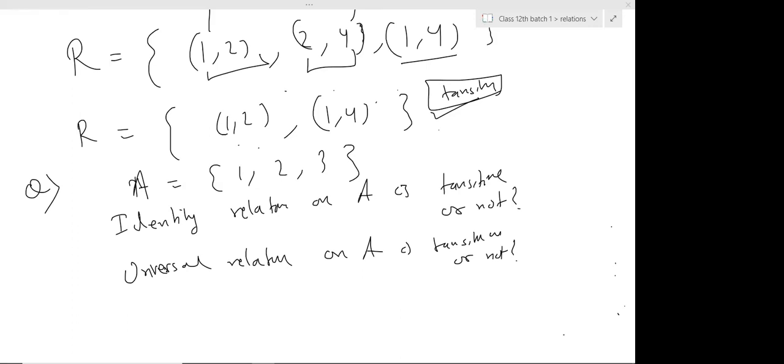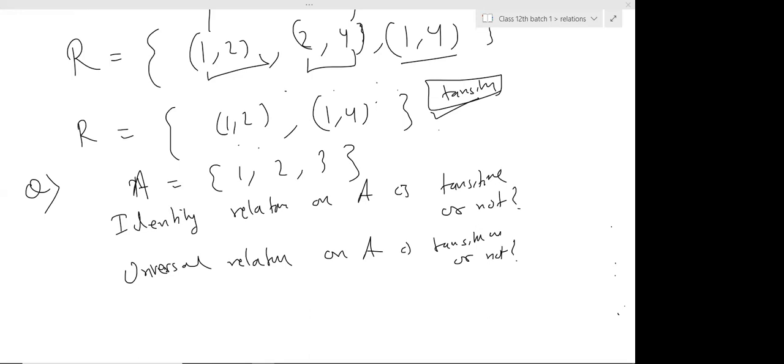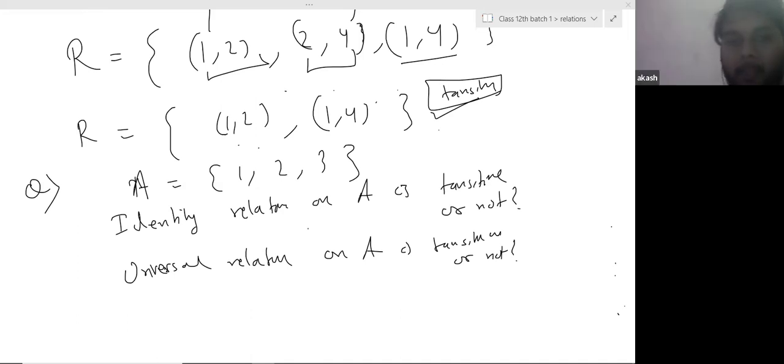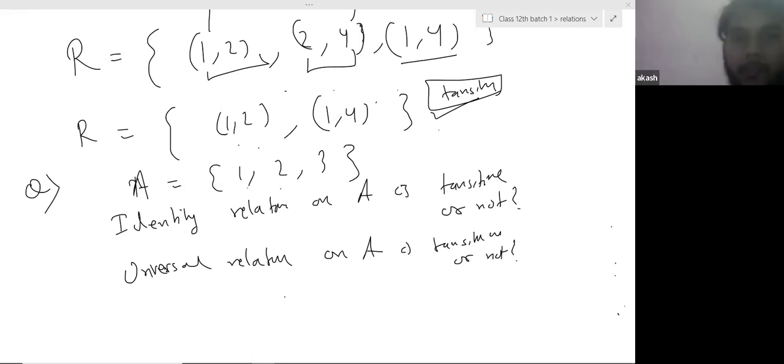Sir, what does universal relation on A mean? Universal means everyone is related to everything: (1,1), (1,2), (1,3), (2,1), (2,2), and so on. So, sir, if that's the case, then it will be transitive. But I want to know, if there are other elements which do not come as transitive, will the relation be transitive or not? All right, let me write the universal relation.